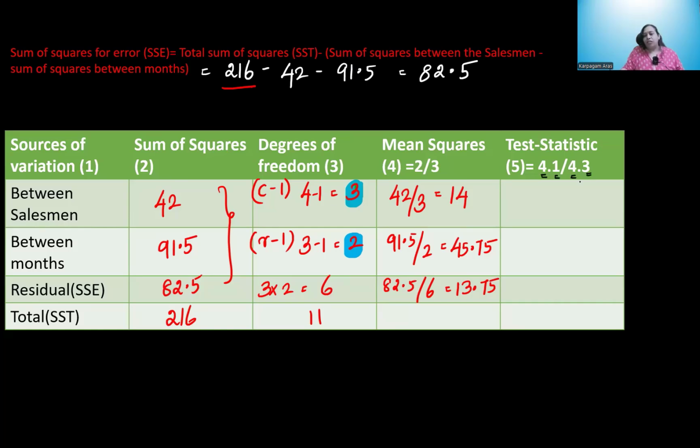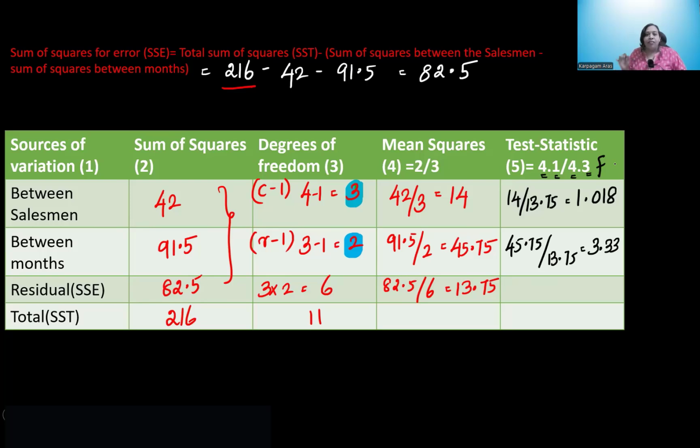Fourth column, first cell: 14 divided by 13.75 will give us 1.018. Third cell: 45.75 divided by 13.75, 3.33. The one that we have performed is called an F test. We have finished with all the calculations.